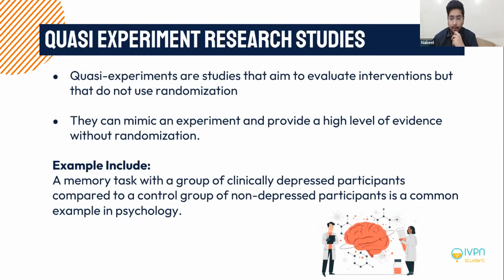For example, a memory test with a group of clinically depressed participants compared to a control group of non-depressed participants. On one hand, I have taken a group of participants who are clinically depressed, and on the other hand, non-depressed. In both of them, I have administered the drug. Obviously, in the depressed patients the drug will work more efficiently compared to the non-depressed. The depressed should become equal to the non-depressed so that I know the drug has worked. The drug is working perfectly.